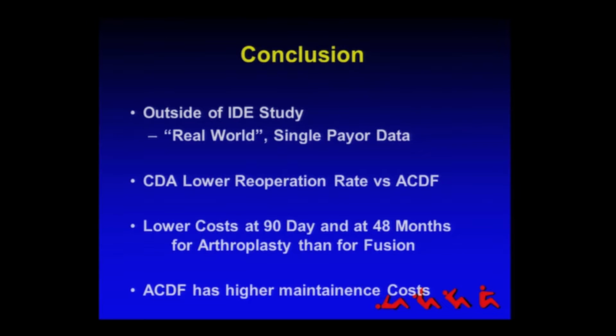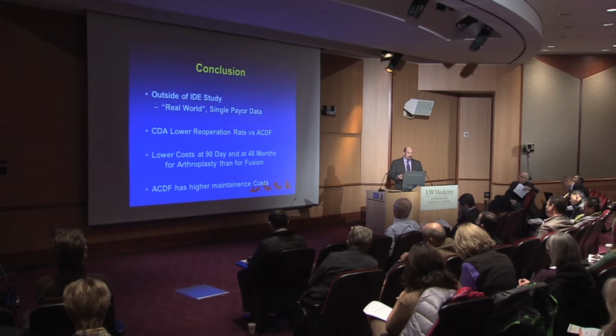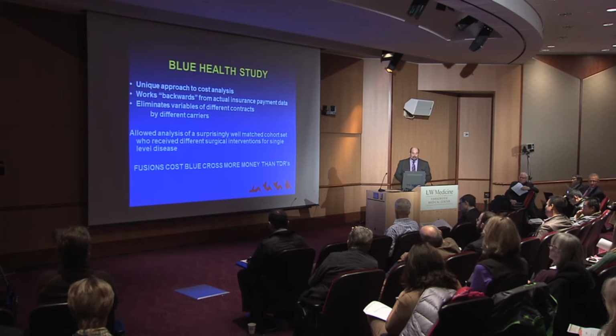So we learned a lot of things. You know, this was outside of an FDA study. This is real-world single-patient data. We were able to eliminate a lot of the variables, even though this was a retrospective analysis. It was a unique way to look at the way that a large insurance company paid for the care that we provided. We saw that there was a significant decrease in reoperation rate in the arthroplasty patients, that there was lower cost for the arthroplasty patients at the 90 days and even at 2 years. And that ACDF had a higher maintenance cost, that cost per patient per month.